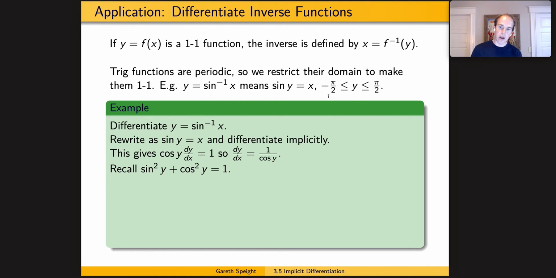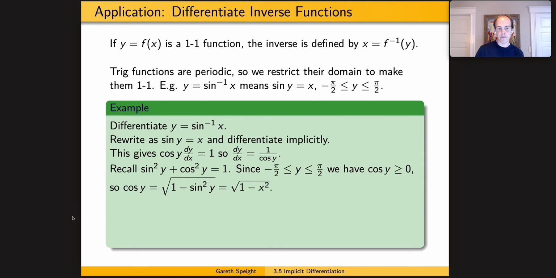But luckily, if we go back to minus pi over 2 less than y less than pi over 2, that tells us that actually cosine y is greater than or equal to 0. If we're in this region, that means we're on the right side of the unit circle, and cosine is the horizontal component, so cosine is going to be positive on the right side of the unit circle. So we have to take the positive square root. Cosine y is the positive square root of 1 minus sine squared y. And now we know sine y is x, so this is the positive square root of 1 minus x squared. So now we managed to write cosine y back in terms of x.